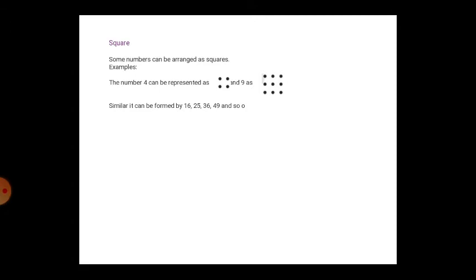You are multiplying a number by itself, so 2 to the power of 2 is 4, 3 to the power of 2 is 9, so it is a square number. All square numbers you can represent using a square.